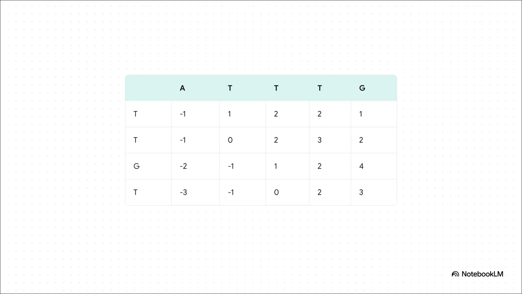Now, we're not going to get bogged down in the math, but here's the absolute key for global alignment. The algorithm always starts tracing back from the very end, that bottom right corner. And by doing that, it forces the solution to stretch across the entire length of both sequences.